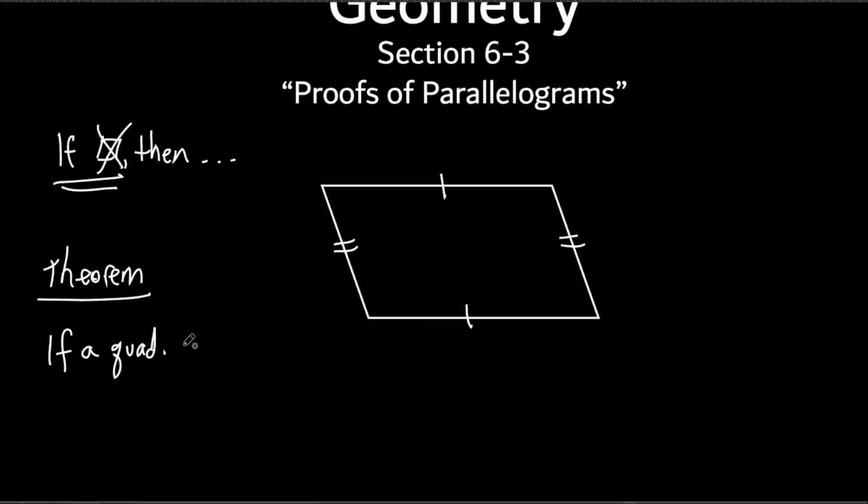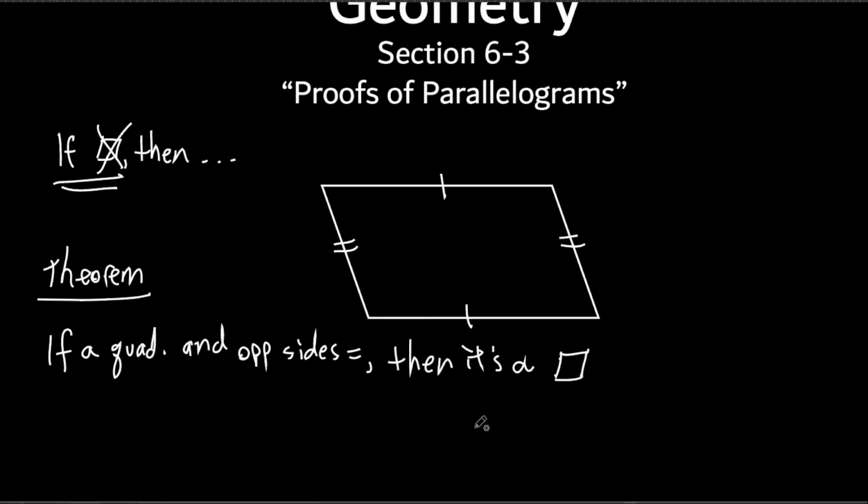So if it's a quadrilateral, and I'll just shorten all these things, the opposite sides are equal, then what is this thing? Come on, we just said it. If these two sides are equal and these two sides are equal, what does it make this thing now? It's a parallelogram. So if you have a quadrilateral and the opposite sides are equal, then this polygon is a parallelogram. And we have a symbol for parallelogram. I'll just write that. That's basically what the theorem says.